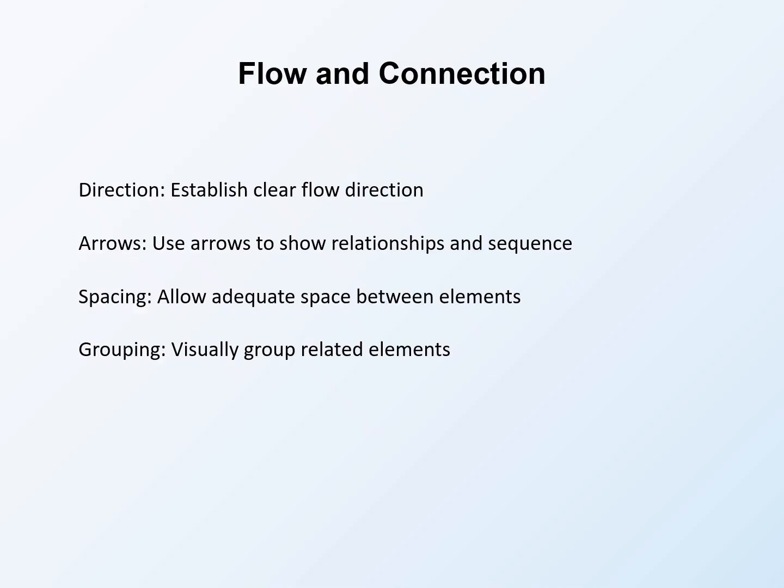Consistent direction throughout prevents confusion and makes your logic immediately clear. Arrows show relationships and sequence between elements visually. Arrow direction indicates flow from one element causing or leading to another element. Arrow style might indicate different relationship types, such as direct causation versus contribution.